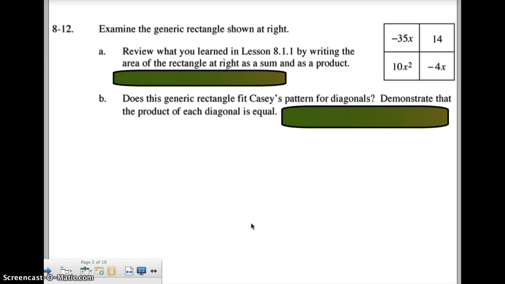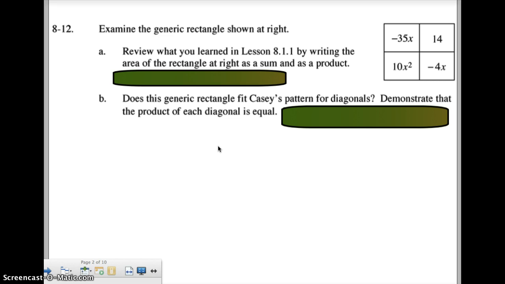Number 12. It says examine the generic rectangle shown at right. Review what you learned in problem 8.1.1 by writing the area of the rectangle as a product and sum. So what you're going to have to do in this problem is factor out this row and find the dimensions, the length and the width of this generic rectangle. And then for part B, you're going to have to see if the generic rectangle fits Casey's pattern for diagonals.